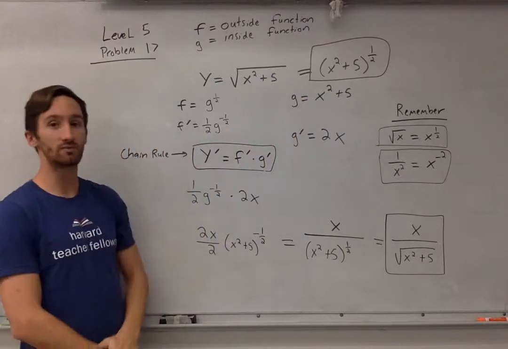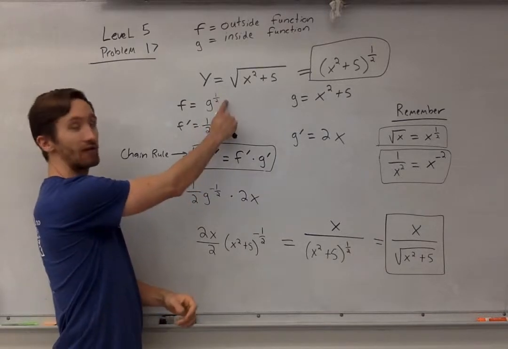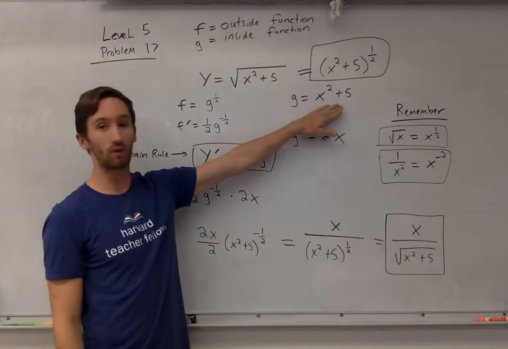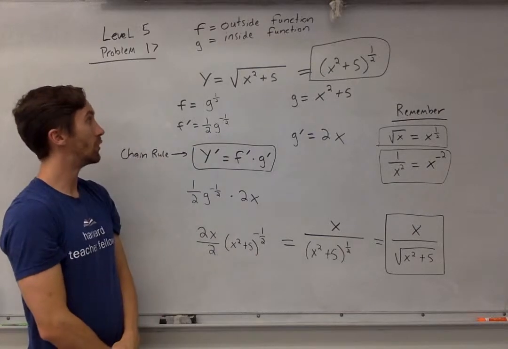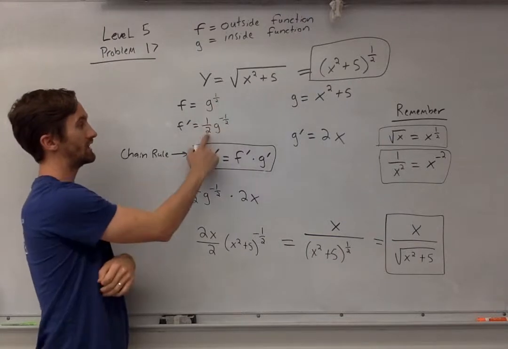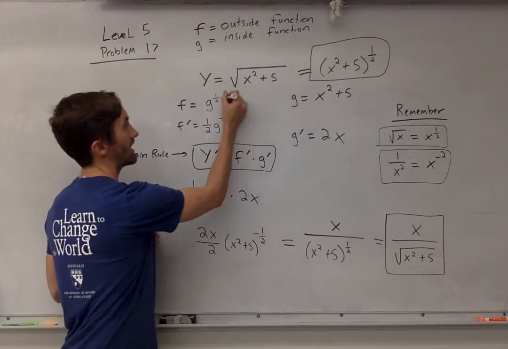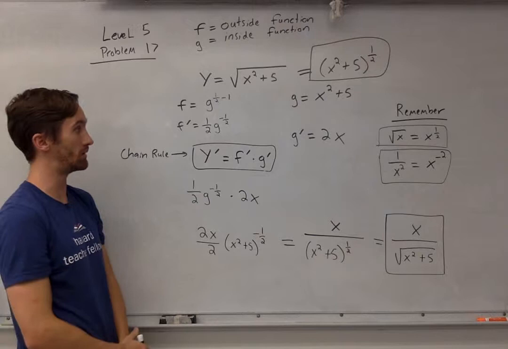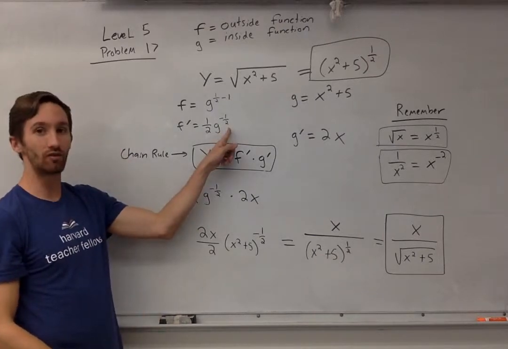So I'm going to think about what's my outside function. My outside function is g to the 1/2, and my inside function g is x squared plus 5, because it's inside those parentheses. When I take the derivative, I'm going to do the power rule. The 1/2 gets multiplied here in front, and then I've got to do 1/2 minus 1, right? Because that's my power rule. I always do minus 1. And that's actually going to leave us with negative 1/2.